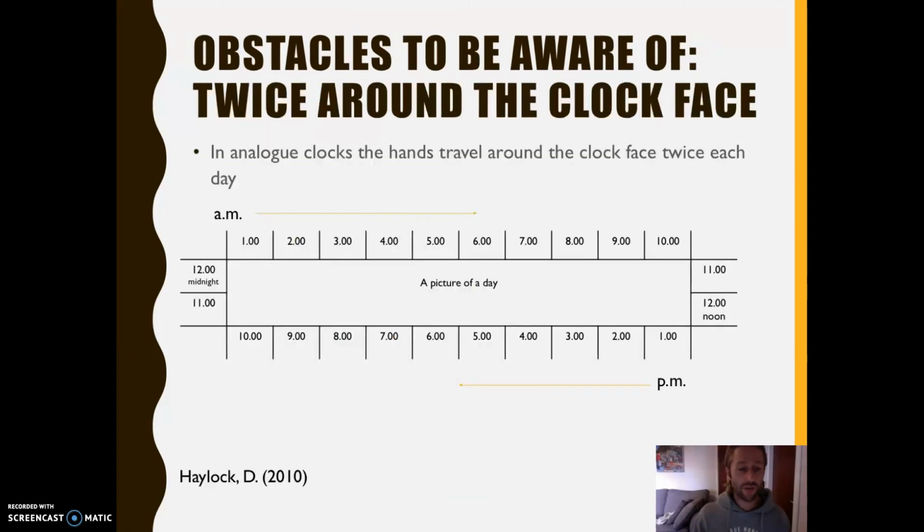Another obstacle to be aware of then in terms of teaching time is the fact that now we go twice around the clock face.